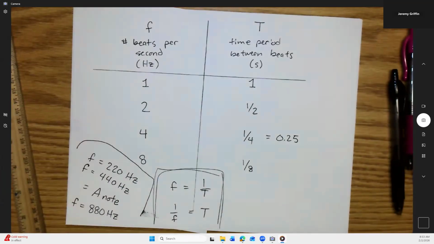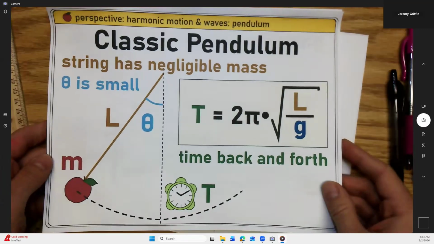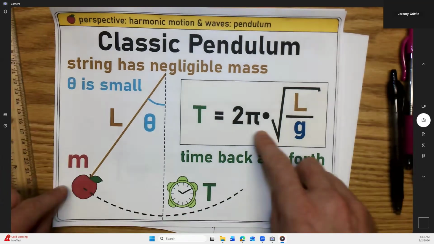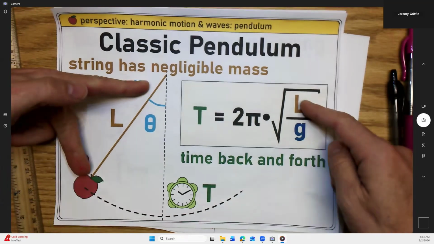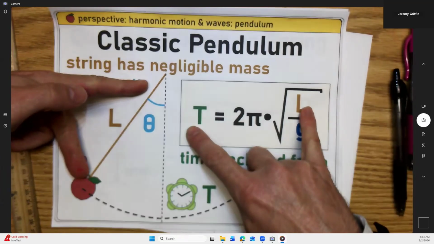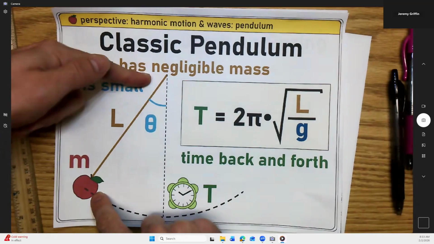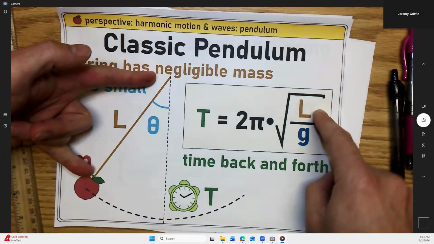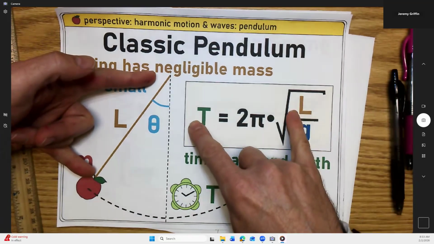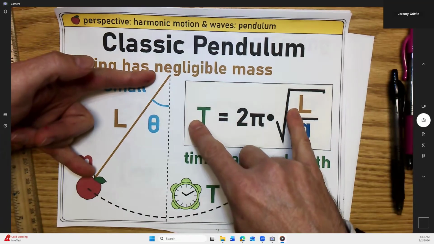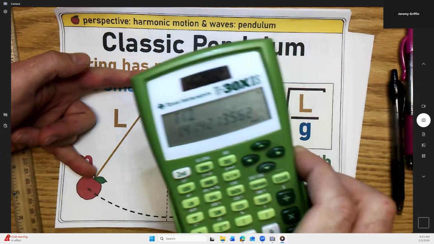Let's do some review here. You guys did this lab at the beginning of last week. You found the relationship between time period and all these other variables. It turns out that the length of the pendulum matters. There's this relationship here. Guys, if I double the length of the pendulum, what happens to the time period? It would be the square root of 2, which is about 1.414.